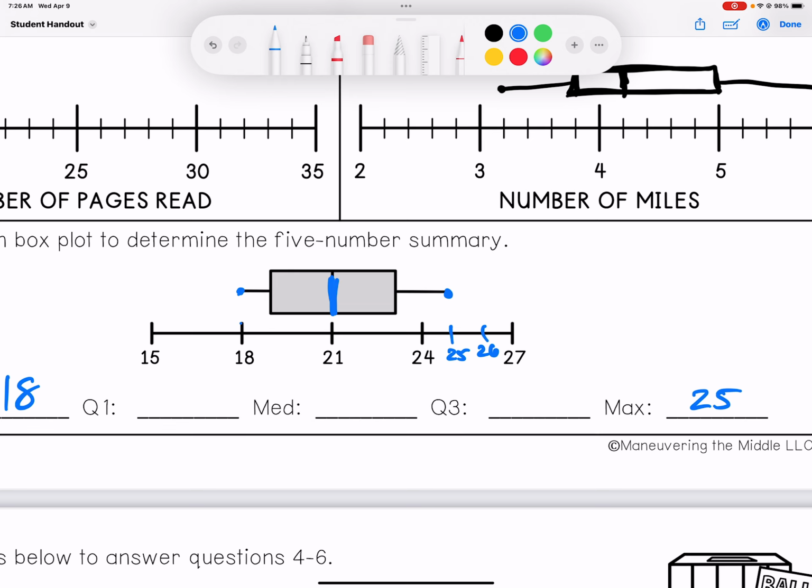The median is exactly on 21. That one's pretty easy. Q1 here, I'll do it in yellow. Q1 here is right in between there. Well, there's two numbers supposed to be in between there, 19 and 20. That looks like it is on 19. All right, now to Q3 here in red, it goes down right there. What numbers are in between there? So 22 and 23. So it looks like it is on 23. So 18, 19, 21, 23, and 25.